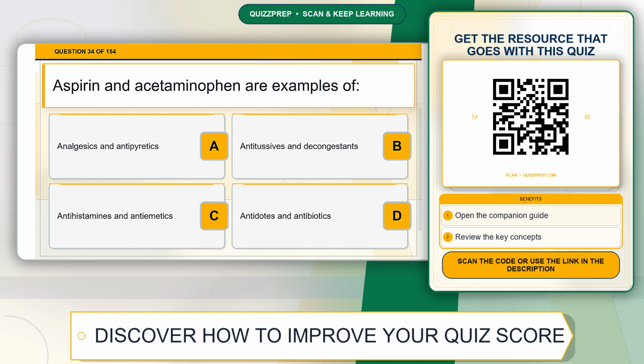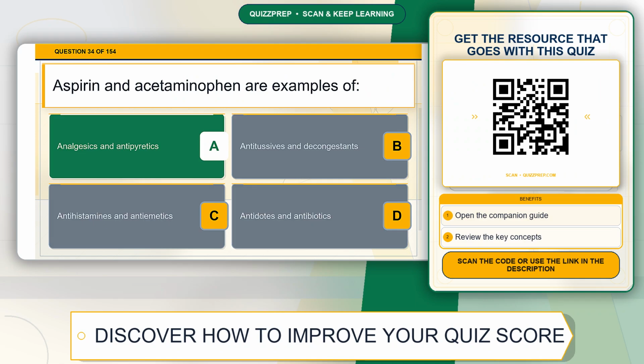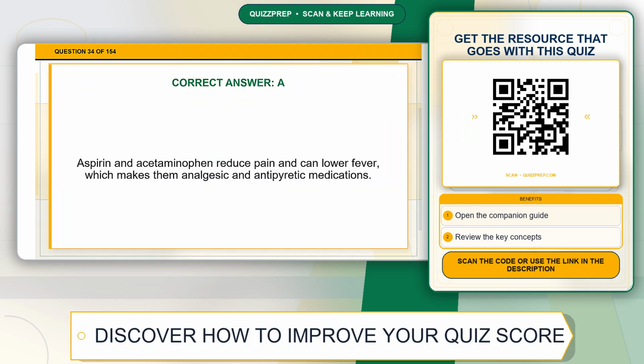Option A, analgesics and antipyretics. Option B, antitussives and decongestants. Option C, antihistamines and antiemetics. Option D, antidotes and antibiotics. The correct answer is option A, analgesics and antipyretics. Explanation. Aspirin and acetaminophen reduce pain and can lower fever, which makes them analgesic and antipyretic medications.